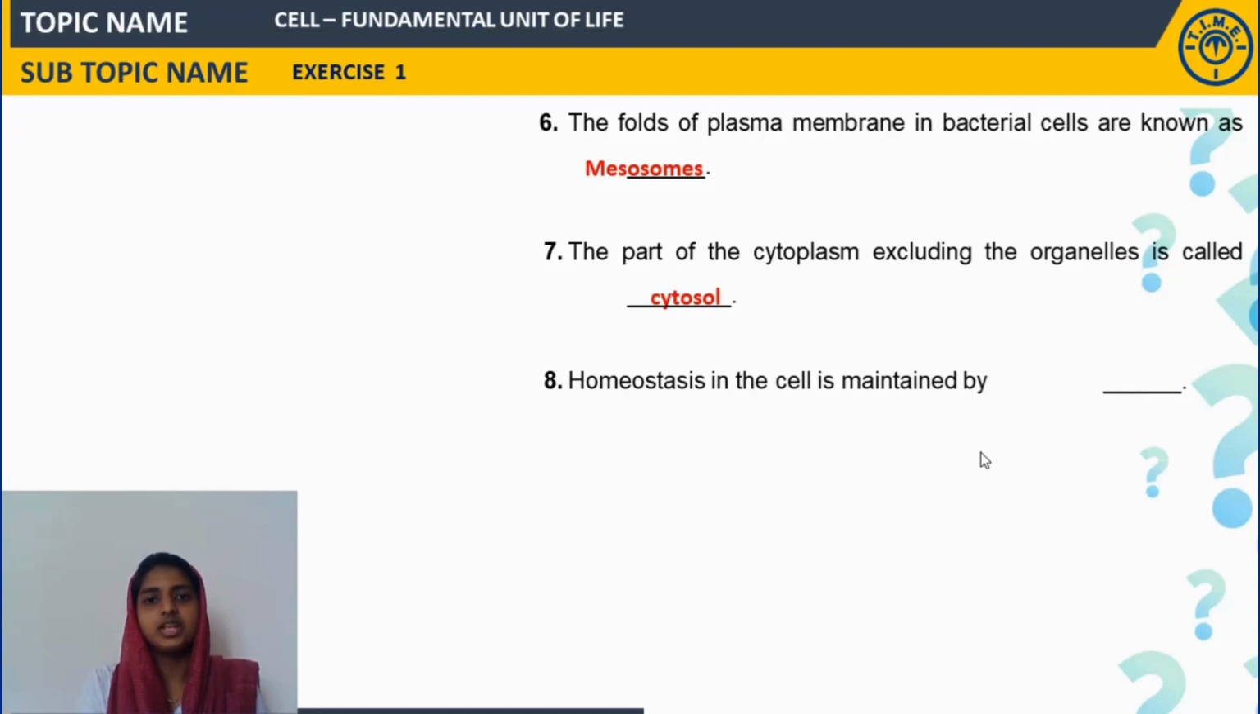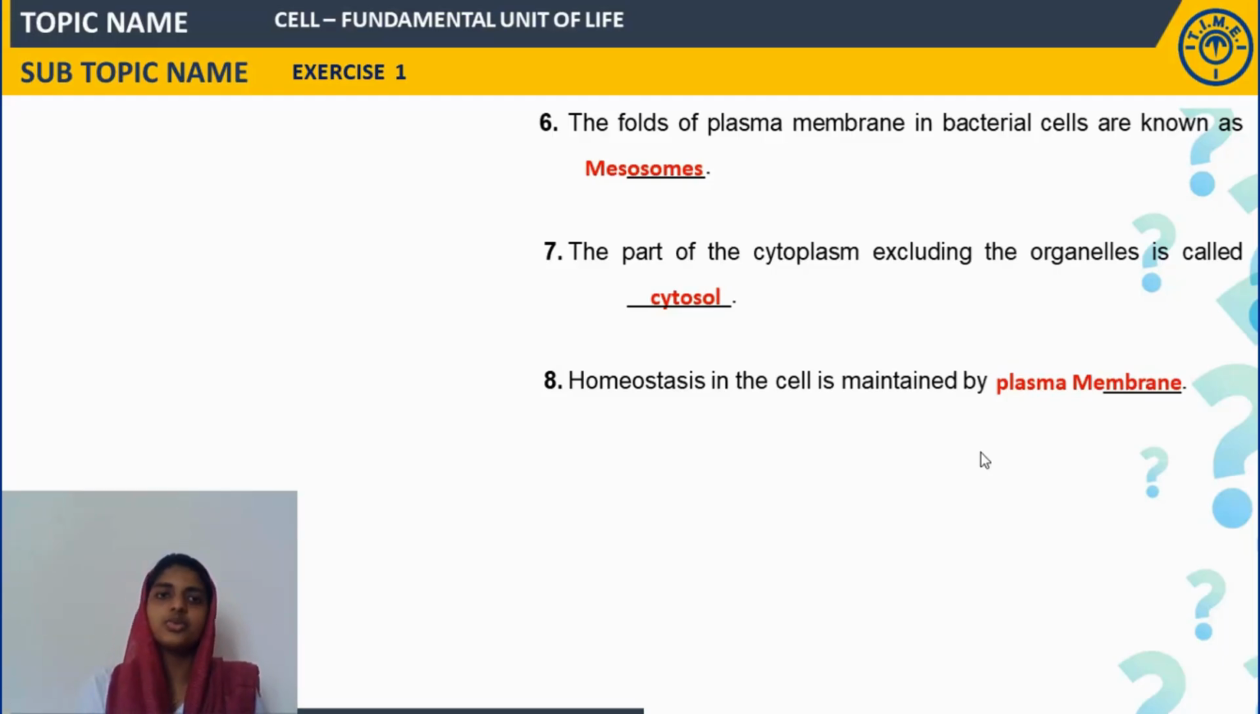Now, the eighth question: homeostasis in the cell is maintained by dash. Yes, homeostasis is the function of the plasma membrane. What is homeostasis? Homeostasis means a constant environment inside the cell. So, maintaining a constant environment inside the cell is done by the plasma membrane.